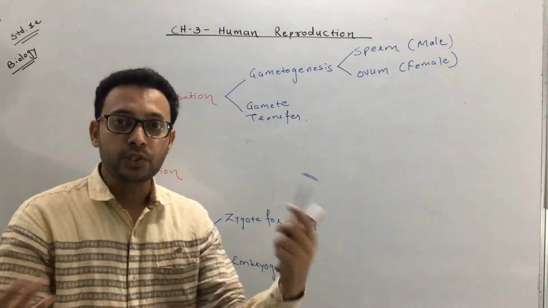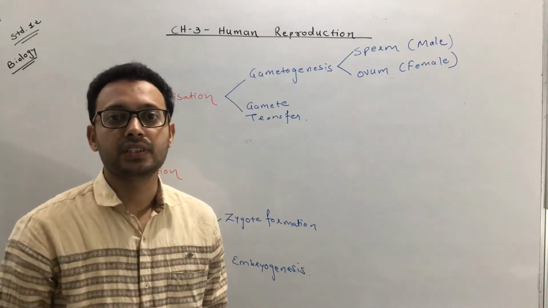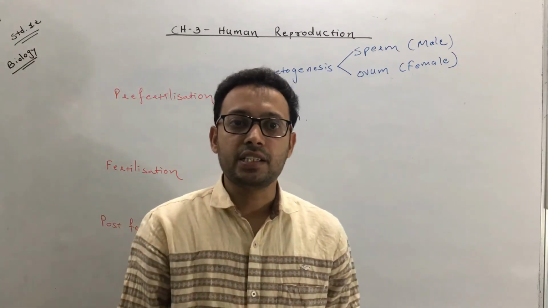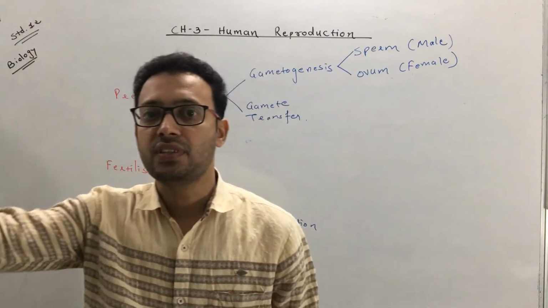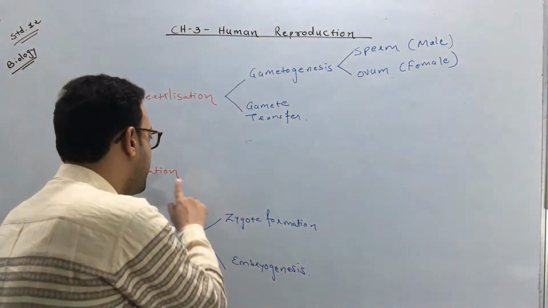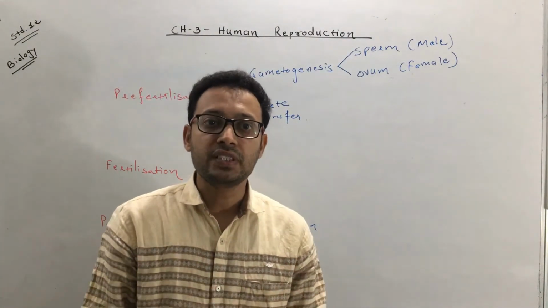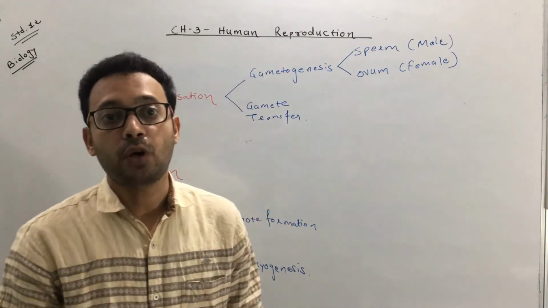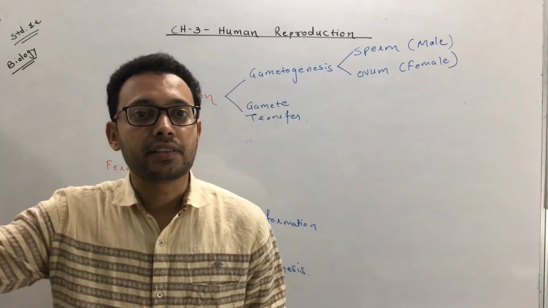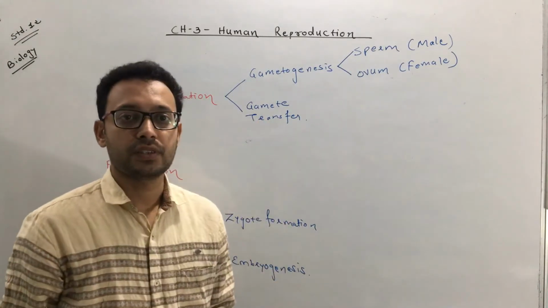Once the gametes are produced, the gametes have to be transferred. Here the male gamete is motile in nature, so the male gamete has to be transferred to the female gamete, because once they are together, the fertilization process takes place. But to make the fertilization possible, the male gamete, that is the sperm, has to travel and reach the female gamete, and that process is called gamete transfer.